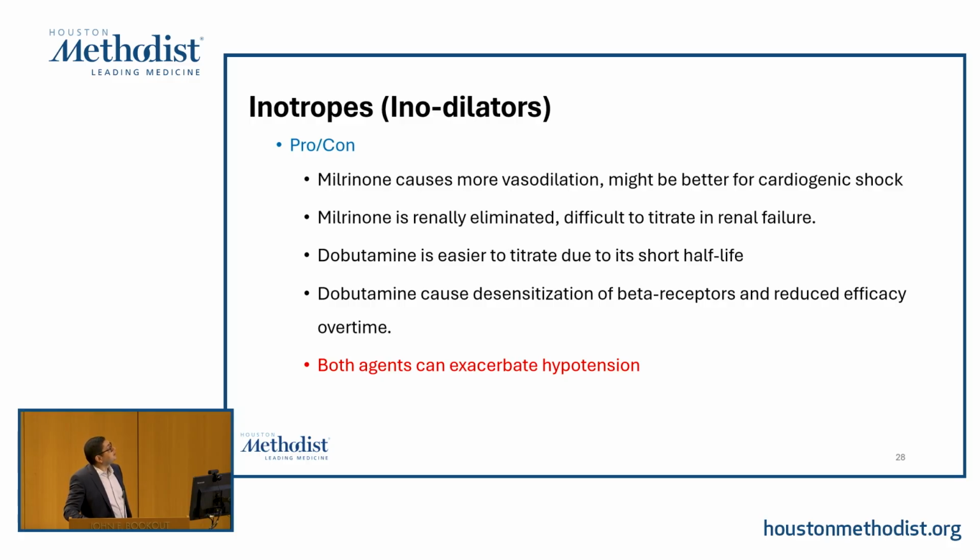Just a few pearls here. Milrinone is renally eliminated. Most of these patients have an AKI, so it can accumulate. So just be careful when you use it, especially if you have someone on dialysis. Dobutamine is easier to titrate. It has a shorter half-life. Dobutamine tends to wear off its effect over time because of desensitization of the beta receptors. And as we said before, when you start these agents, just be prepared that they might go hypotensive.